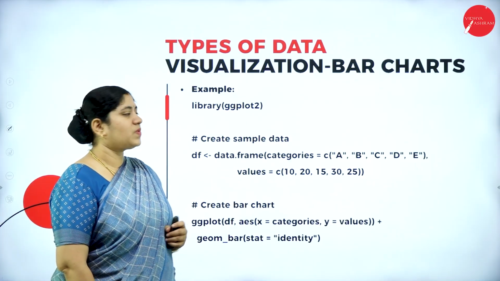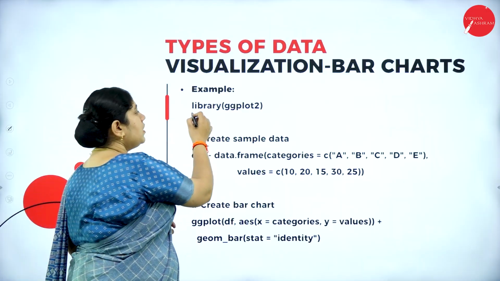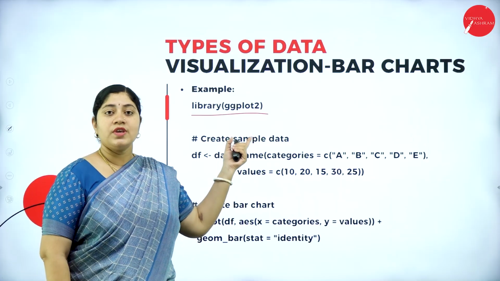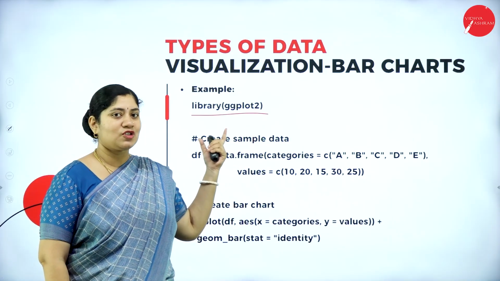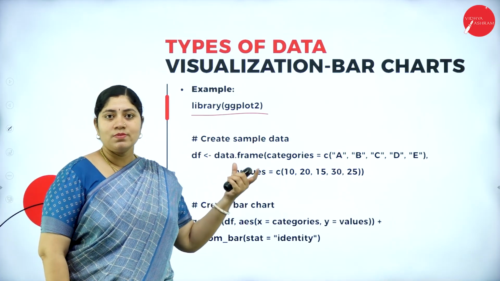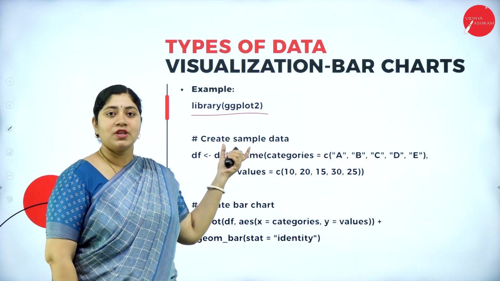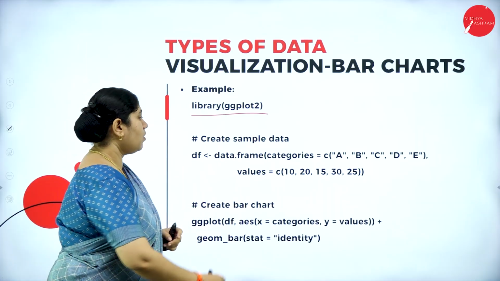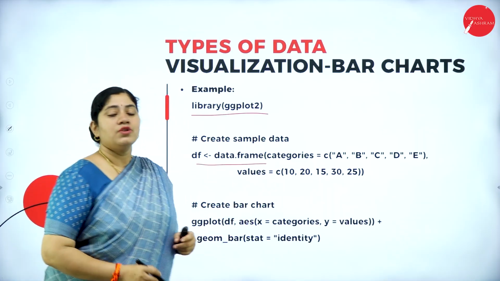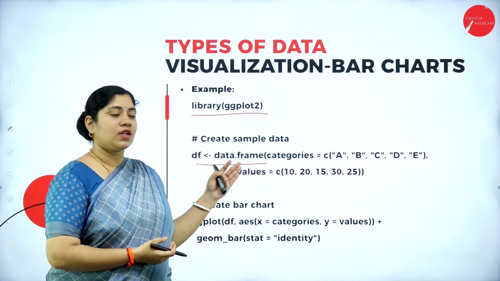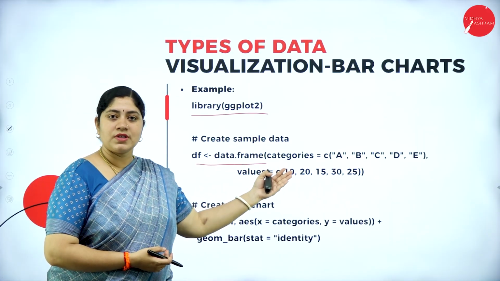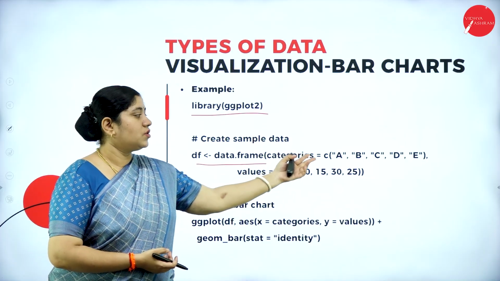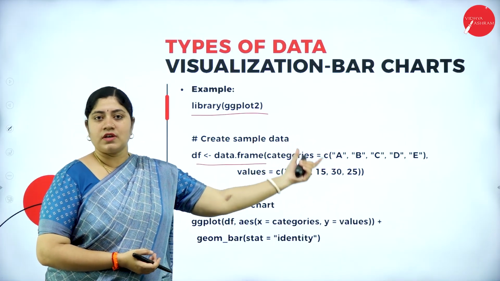Let's see a simple example here. We are loading a library, that is ggplot, correct, right? We have studied this. Do you remember, ggplot is a library which helps in defining our data visualizations, okay? Now we have to create sample data. For that, I am defining a data.frame where I am representing the categorical values, as I told you. Yes, A to E, these are the different categories.